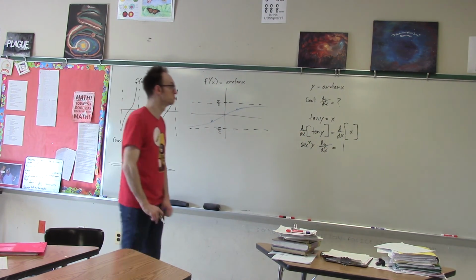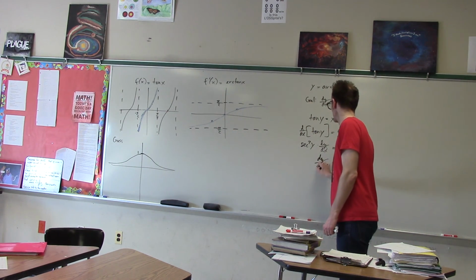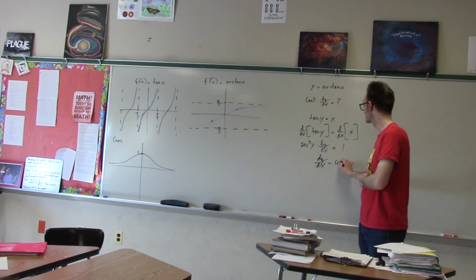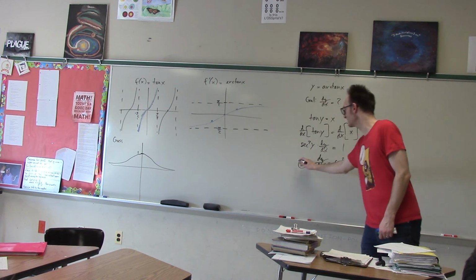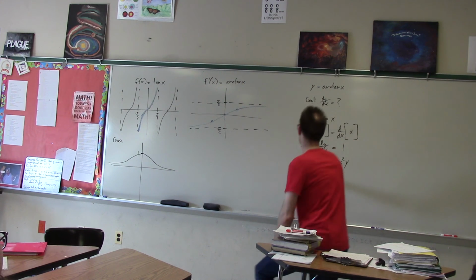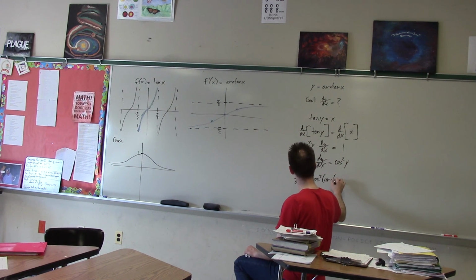Secant squared is 1 plus tangent squared. In fact, this was just pretty chill, right? dy/dx turns out to be cosine squared y. So that seems easy, but I don't want my formula to be in terms of y, because what is y after all? Y is arctan x. So the real answer is that dy/dx is cosine squared of arctan x.